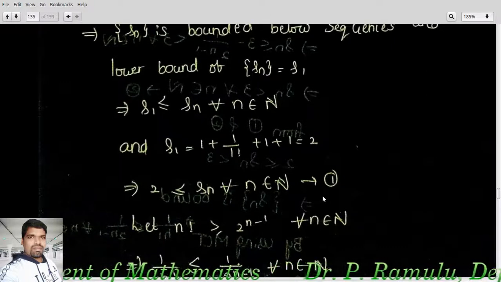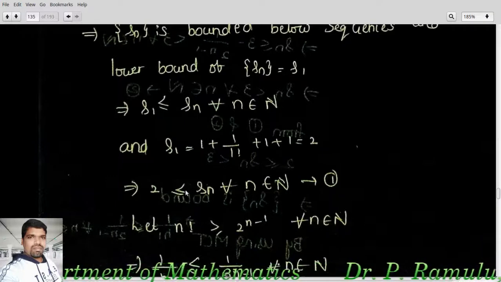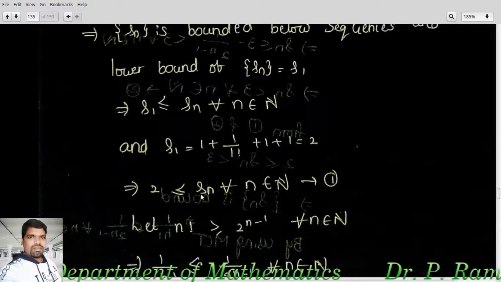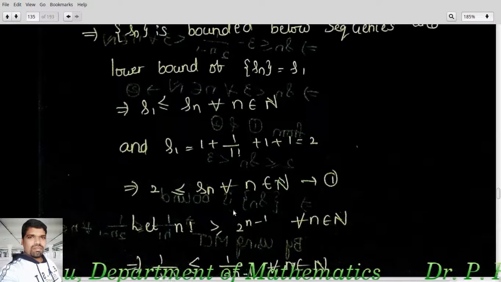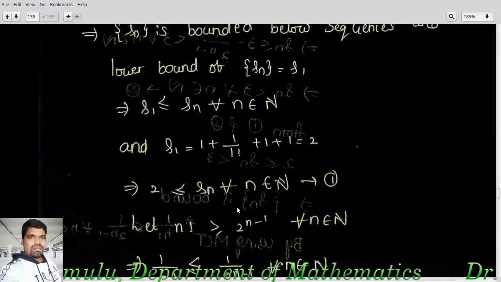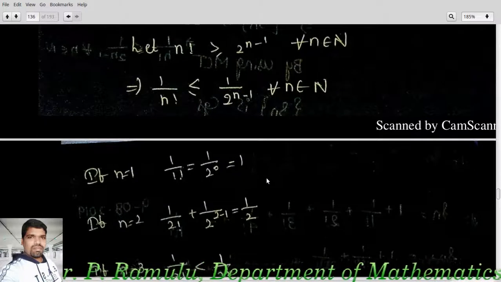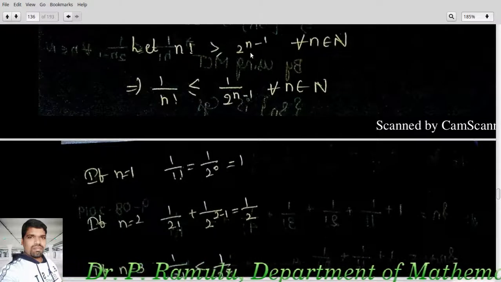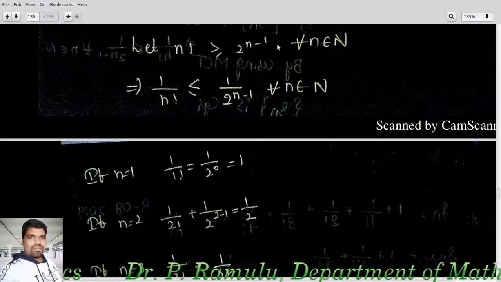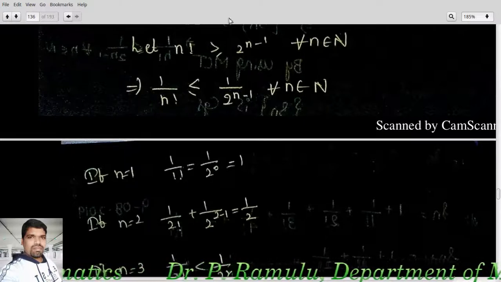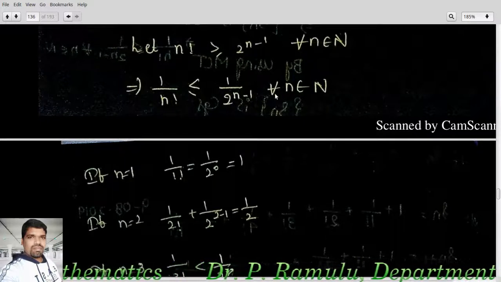Now I have found that it is increasing and that it has a lower bound. If a monotone sequence is bounded, then it converges. For that, I am trying to show the following, which is very interesting: n factorial is greater than 2 power of n minus 1. If I consider this, the proof is very easy.